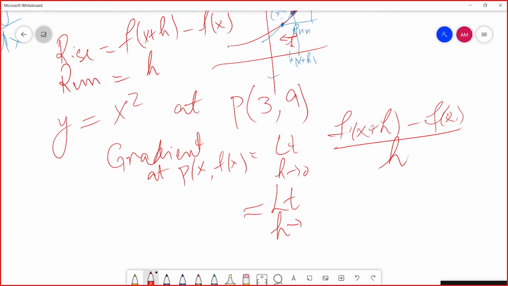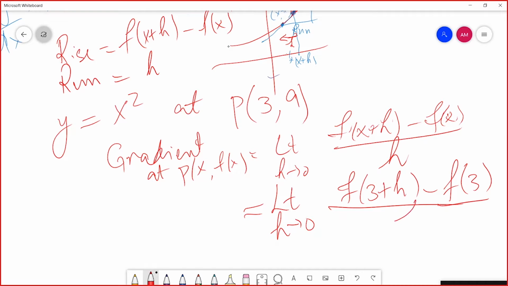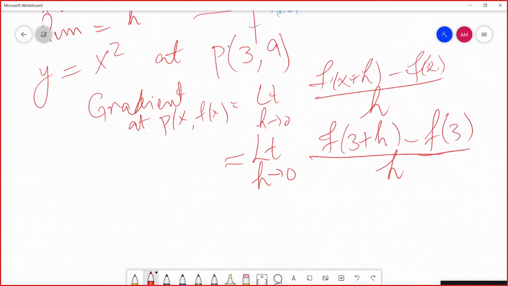X is equal to 3. Very nice. So we would say f(3 plus h) minus f(3) over h. Do you understand that? Okay. So what is 3 plus h? What was the function? The function is actually x square.